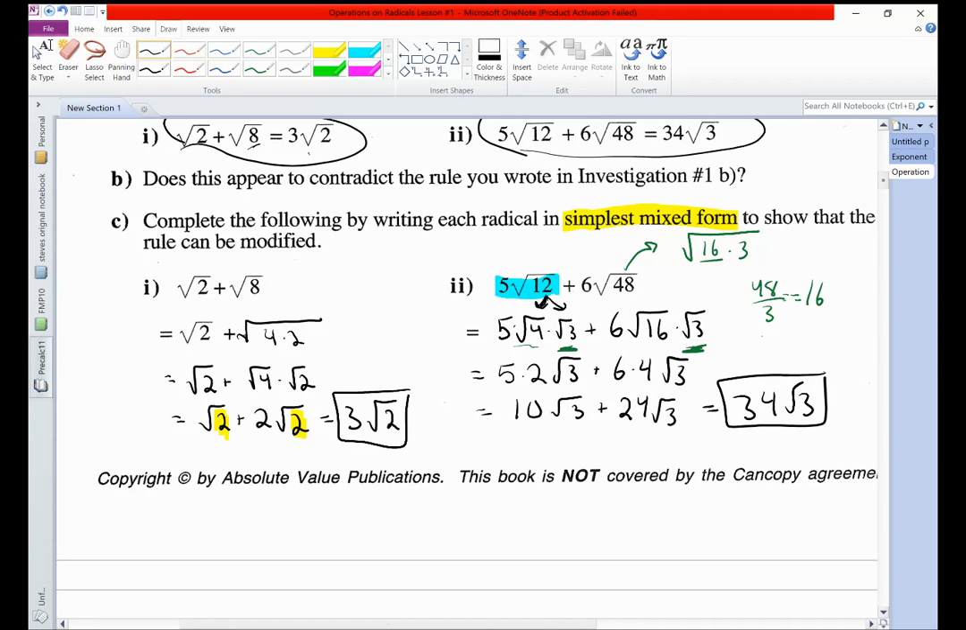Sometimes it can be a little bit tricky trying to simplify these and have them match. But again, try to do it with the smallest one first. Find which radical is going to be your like radical, and then do the same thing for the larger one.